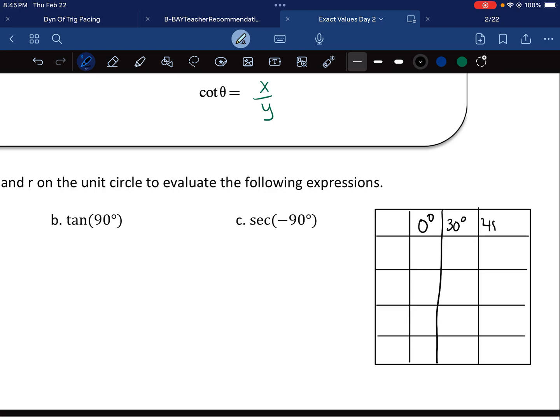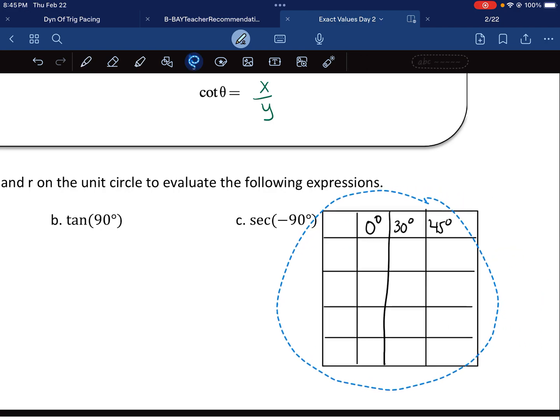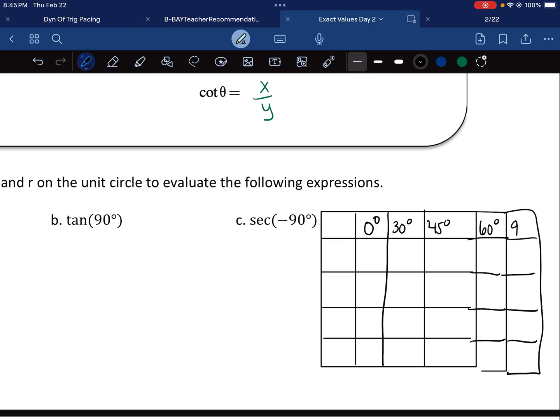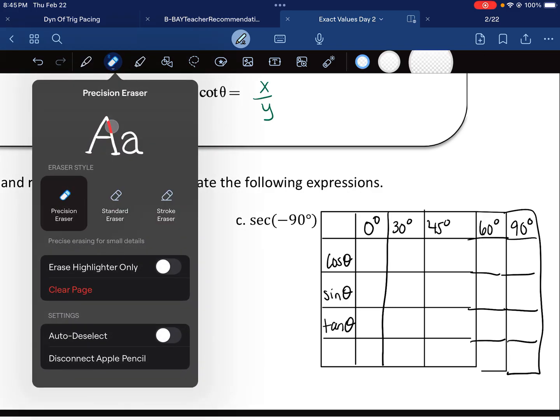I definitely did not leave myself enough room, so let me move this over a little bit. All right, 45 degrees. This is going to be a little messy, sorry. I'll do it again with you in class. And then 90. All right, then we have cosine, sine, and tangent. I made one too many rows, so let me get rid of that last row.